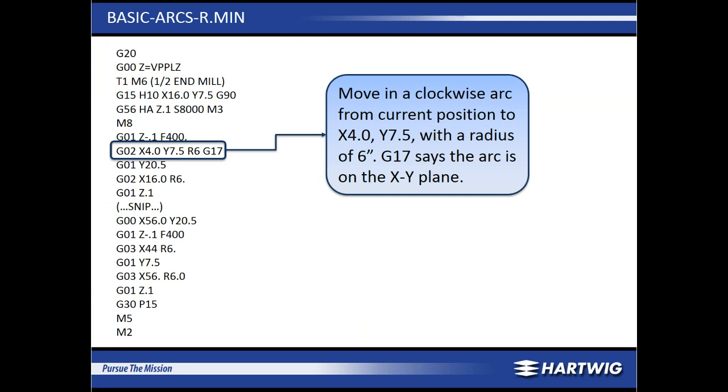We've got a G2. This is our first arc move we've commanded, and we're saying we want to move from the position we are in, which is X-16, Y of 7.5, to an X of 4 and a Y of 7.5. Our radius is 6 inches, and we want to make sure that we are in the G17 XY plane selection.